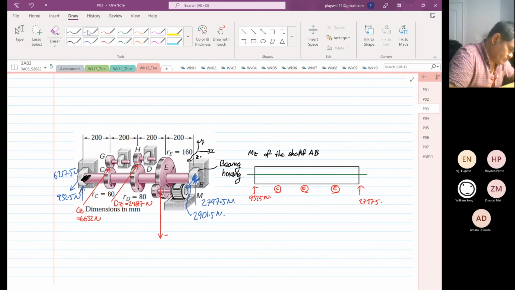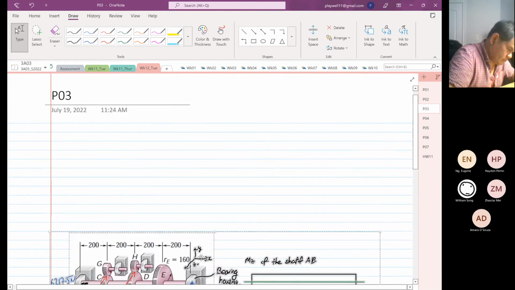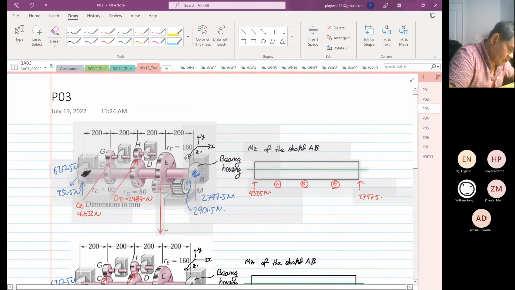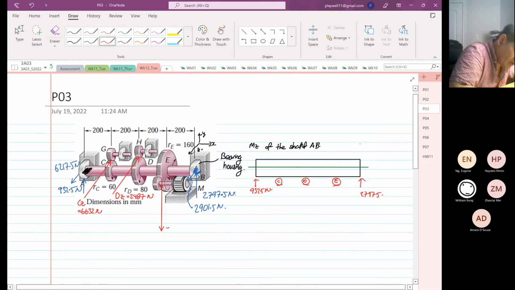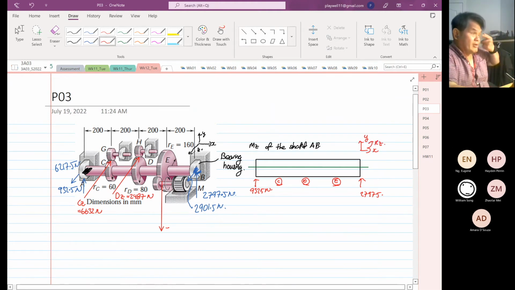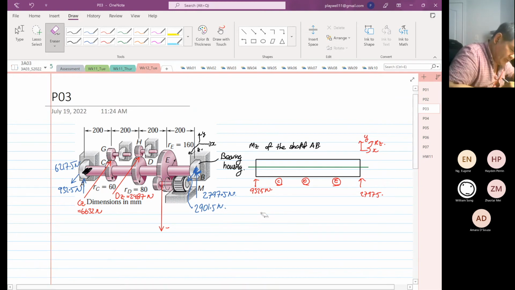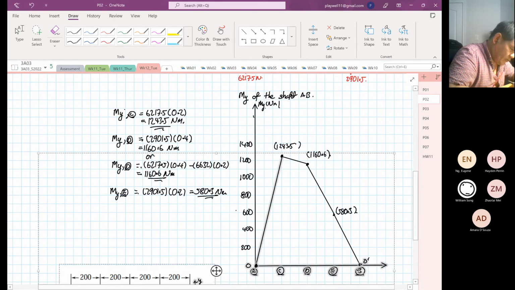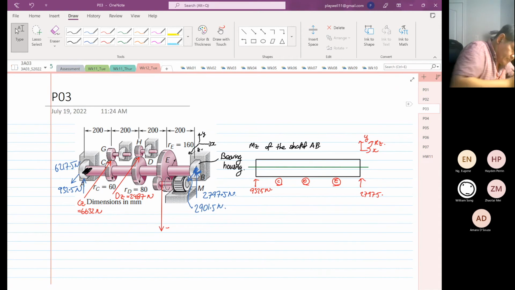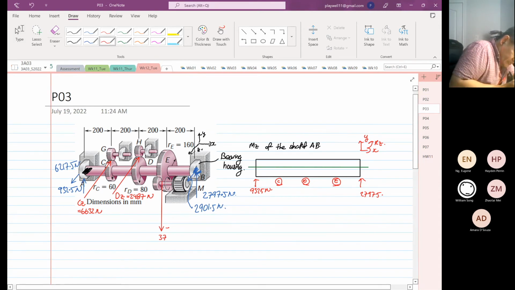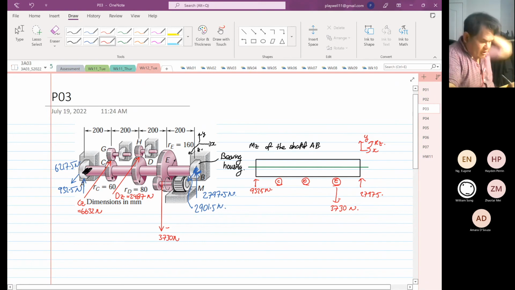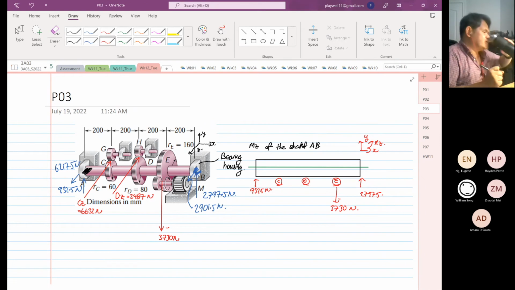So let me draw. What are we looking at? This is now my X, Y, and then rotation about Z. On that orientation, you have 932.5, you have 667. Then you have this value, which I did not copy. At point E is 3730 newton. There's a force coming down here at 3730 newton. So we need to calculate moment about Z at point C, D, and E again.